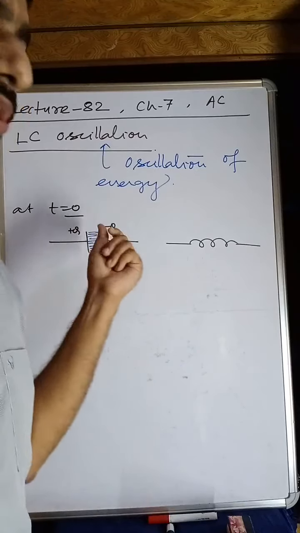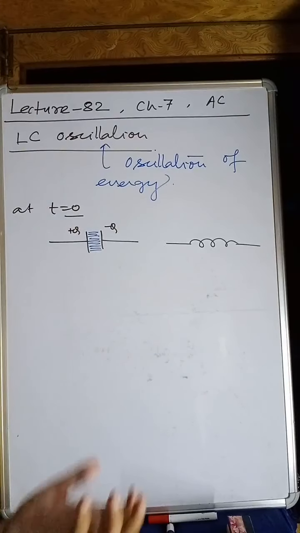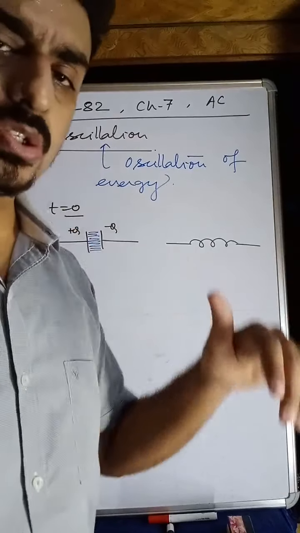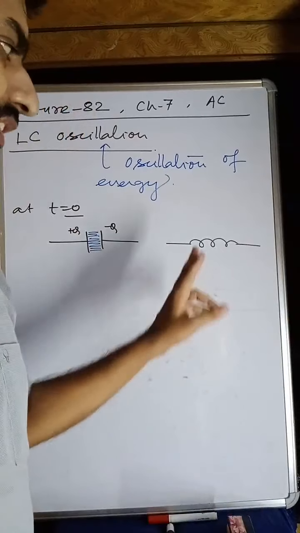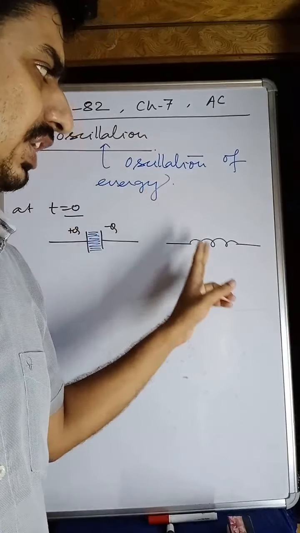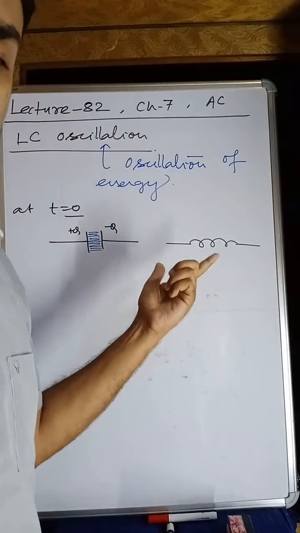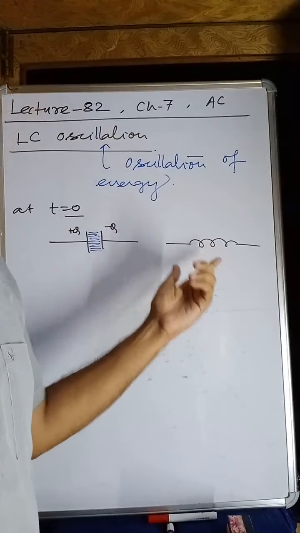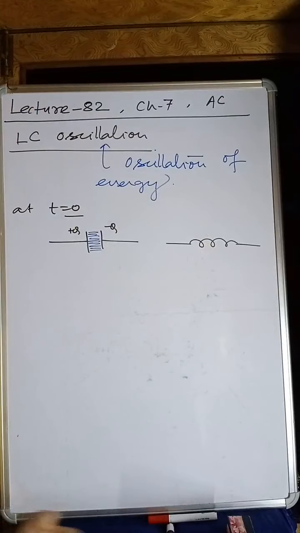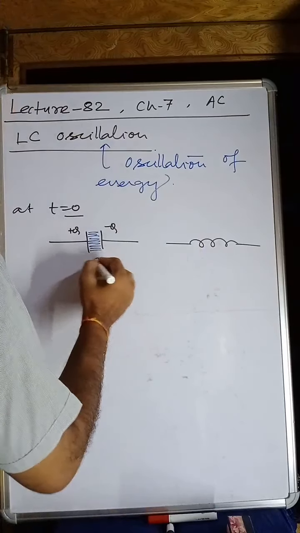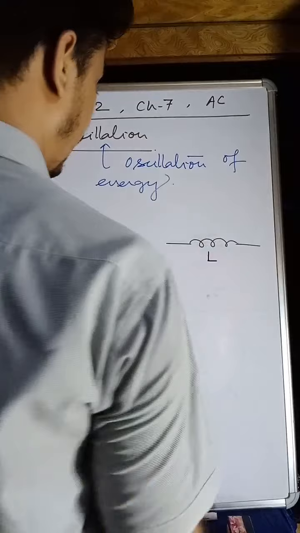This is a storing device, but the capacitor stores its energy in presence of the electric field, while the inductor stores energy in presence of the magnetic field, changing current, once it connects with the source. Anyway, this is the capacitor C, this is the inductor L.